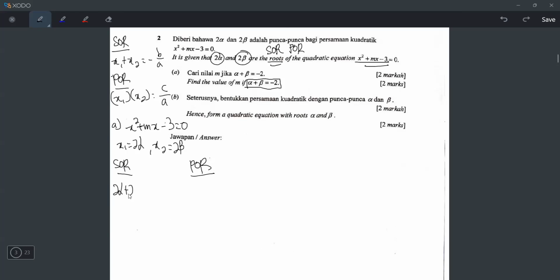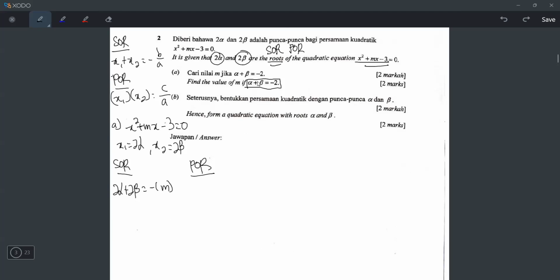So 2 alpha plus 2 beta equals -b over a. And what is my b here? My b is m and my a is 1. So over 1, you don't have to write that because over 1 is useless, right? So you are just left with 2 alpha plus 2 beta equals -m.